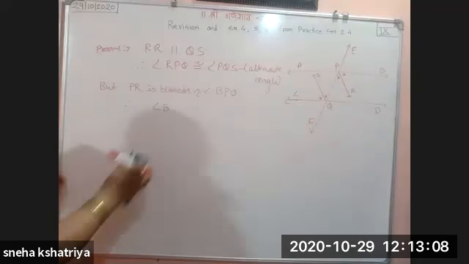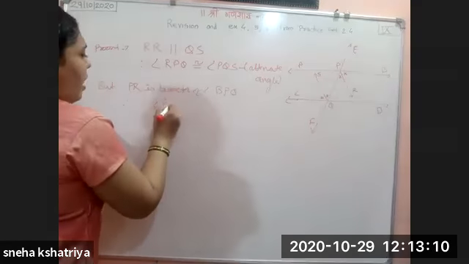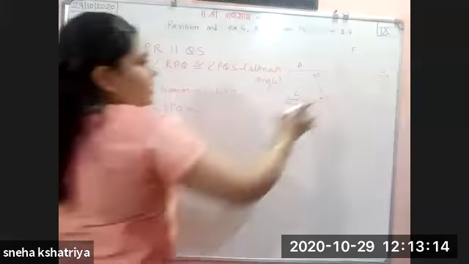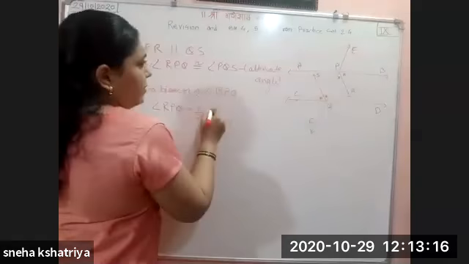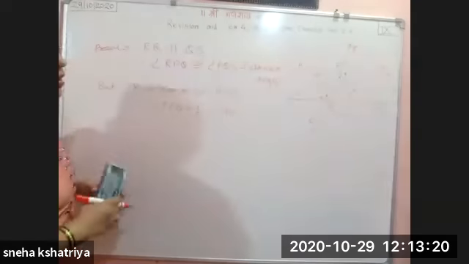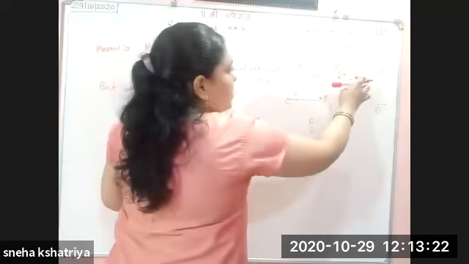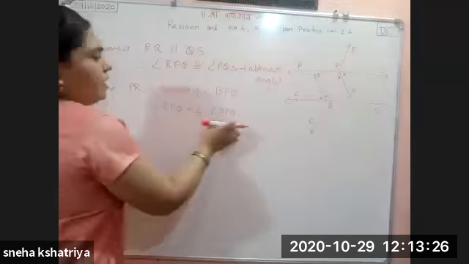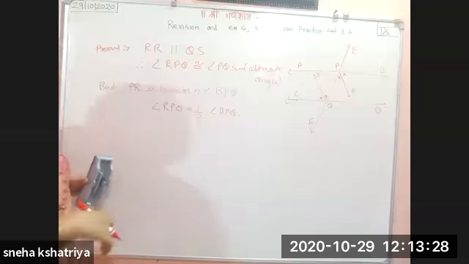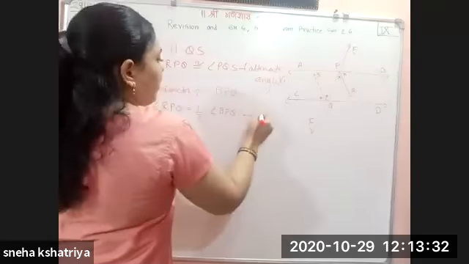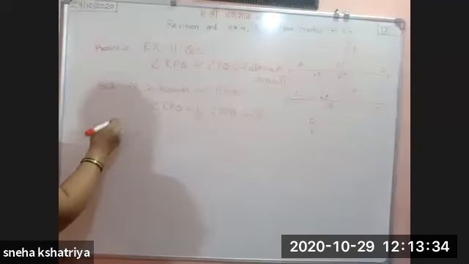We can write like this also: angle RPQ is equal to half of angle BPQ. It is half of the complete angle, because this is half, this is half, and this half and half make a full. That's why RPQ becomes half of the complete angle BPQ. Say it as equation number 1, and here as equation number 2.